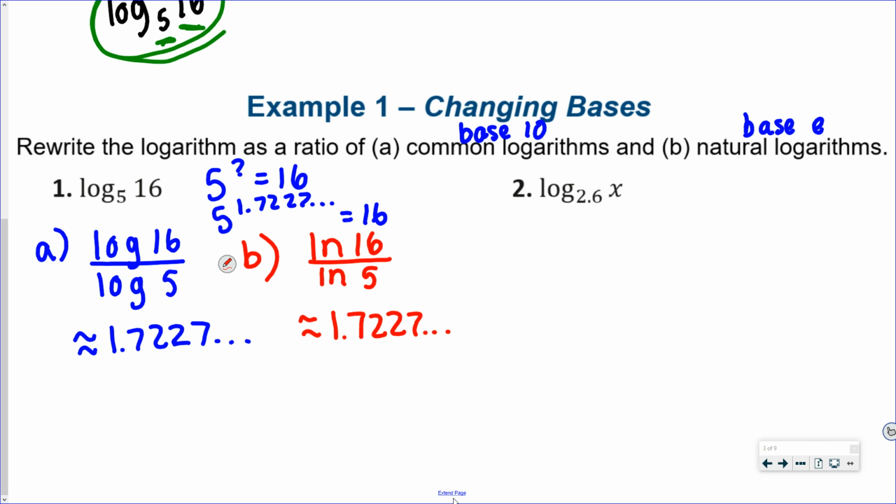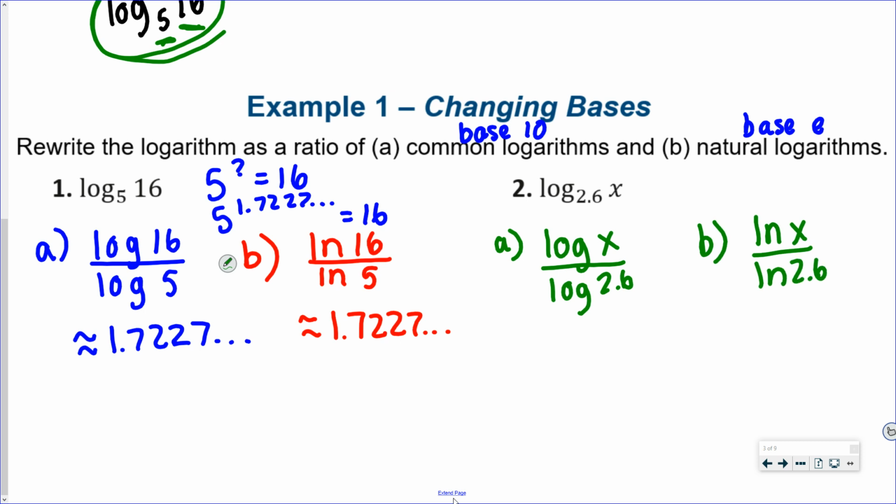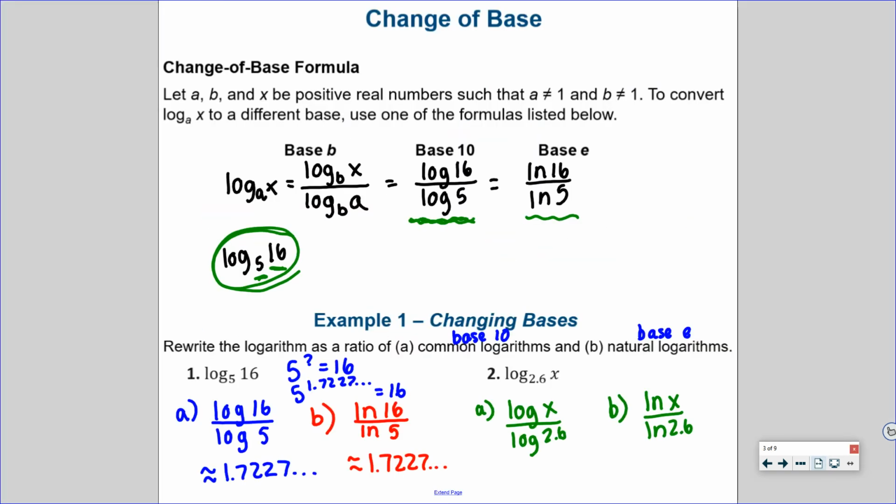Okay. This works for variables too, and today we're going to use log properties with ones that have variables. Obviously, we can't actually evaluate this one because we don't know what x is, but I could still write it using my change of base formula as a ratio of common logs. Log of x, that's my value, and base always goes on the bottom, divided by the log of 2.6 would allow us to evaluate that for any x value. Writing as a ratio of natural logs, same thing. Okay. That's the change of base, folks.